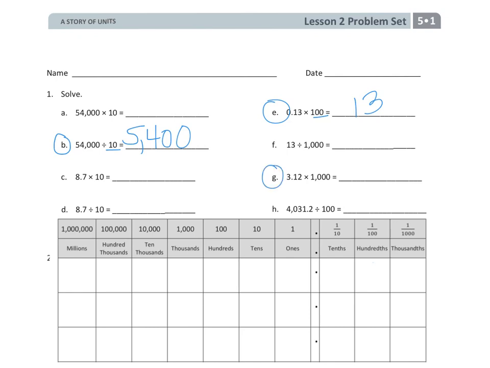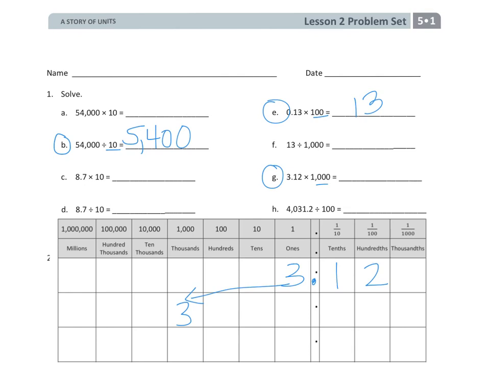All right, wiping your whiteboard, we're on to G. So we have 3 and, that's the decimal point, 12 hundredths. We're multiplying it by 1,000, so our numbers are going to shift to the left 3 times because there's 3 zeros in 1,000. So the 3 ones should end up in the tens, hundreds, thousands.